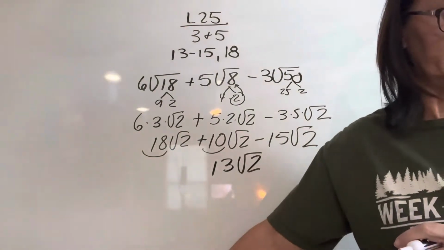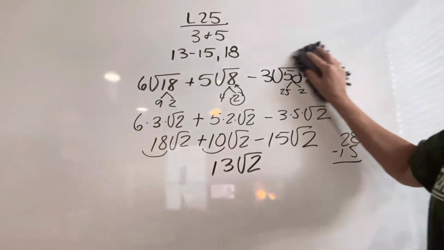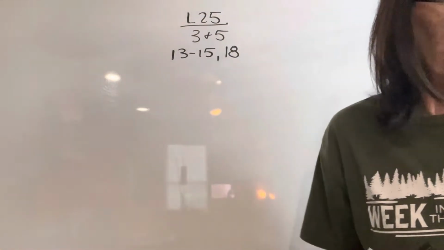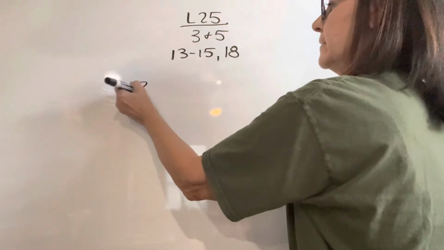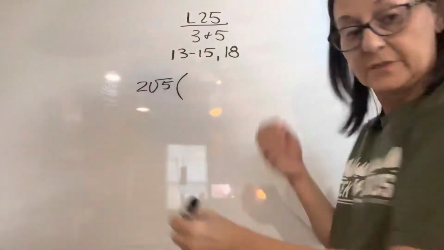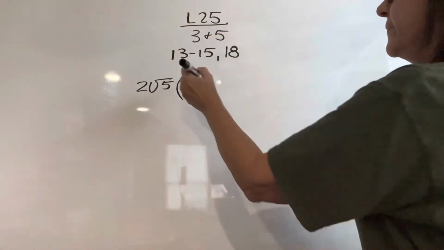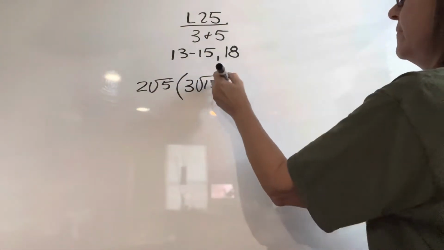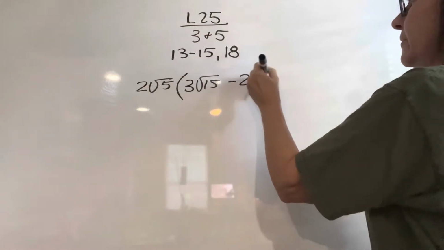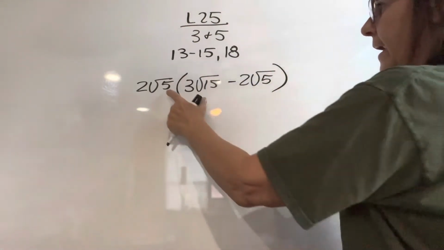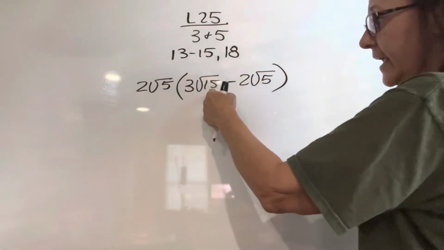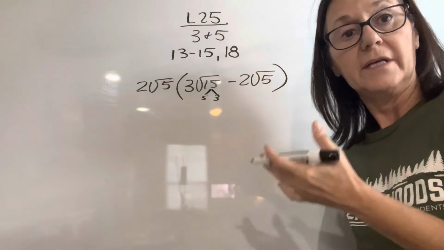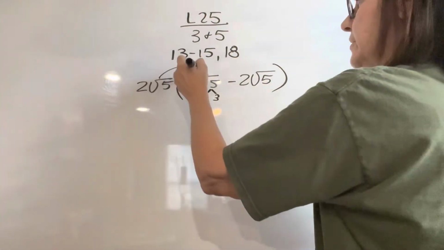Right, number 15. 2 square root of 5 times 3 square root of 15 minus 2 square root of 5. All right, I can't simplify square root of 5. I can't simplify square root of 15 because it's 5 times 3, and neither one of those is a perfect square. So I'm going to distribute.